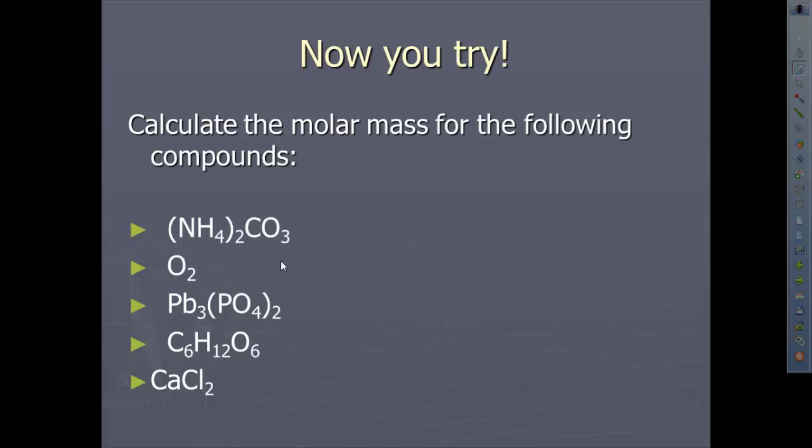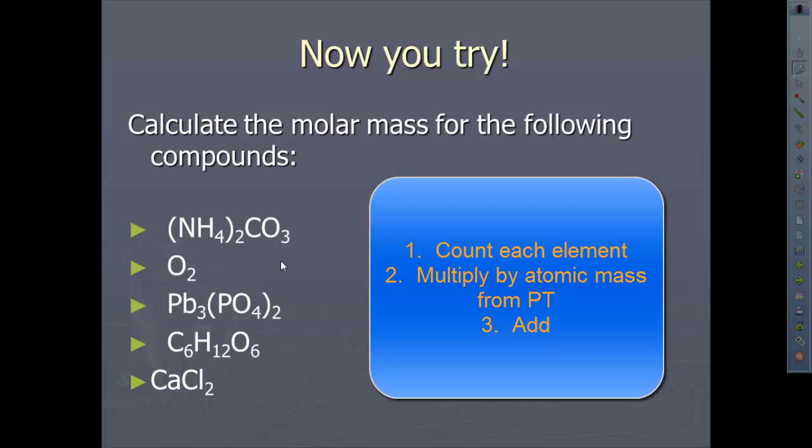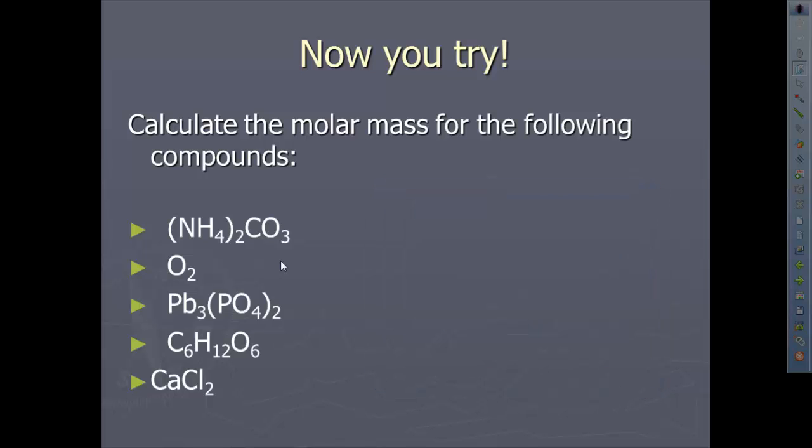Now you try. Pause the video now, have your periodic table with you. Remember, for each of these compounds or elements, you want to count the number of each element first, then multiply by the atomic mass for that element from the periodic table, and add them all together. Once you finish, start the video again, and I'll show you the answers.